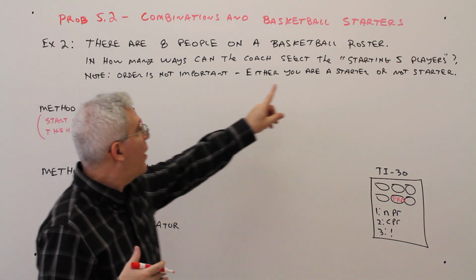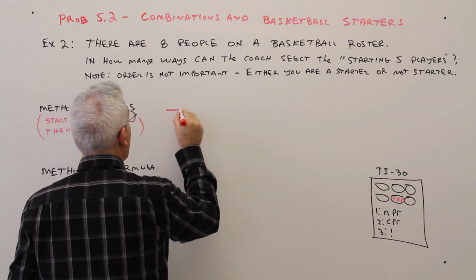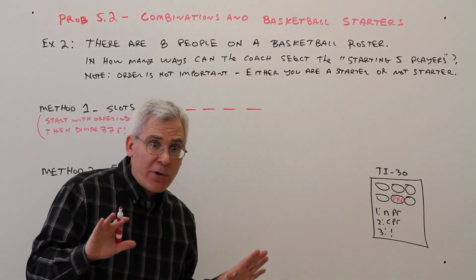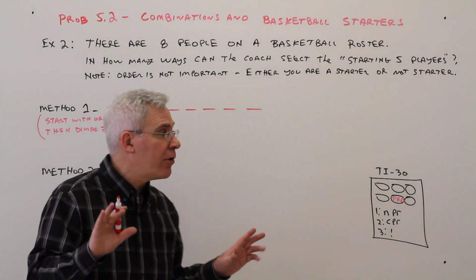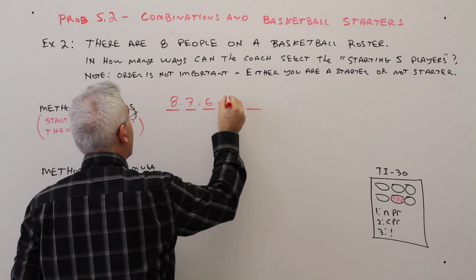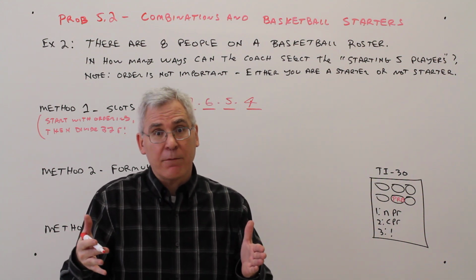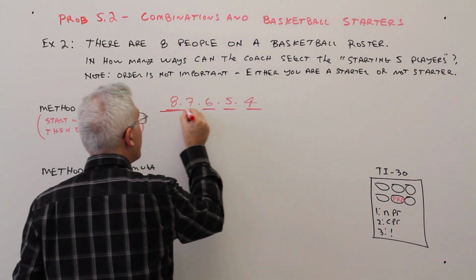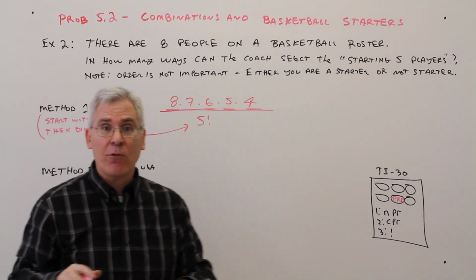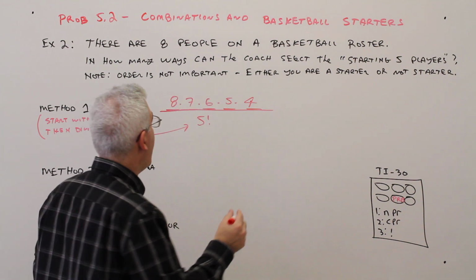So I'm picking 5 players, so I'll have 5 slots. 1, 2, 3, 4, 5. If I were to do ordering, which I'm not, I could put 8 players, and then 7, and then 6, and then 5, and then 4. So that would be an ordering in a row of 5. I don't want that, so I divide by 5 factorial, dividing by that r factorial, and that cancels the ordering. All right, let's try to do this by hand.